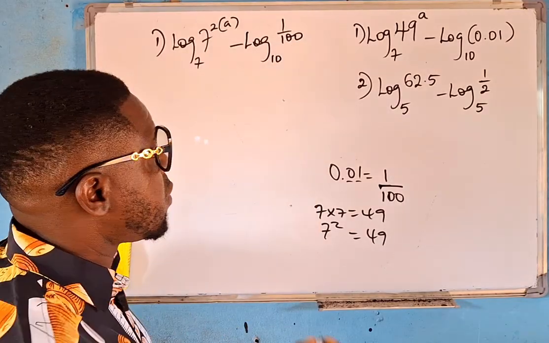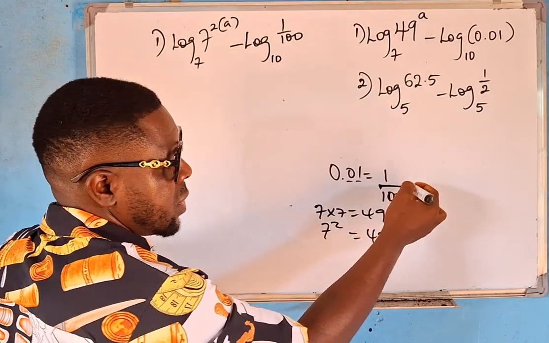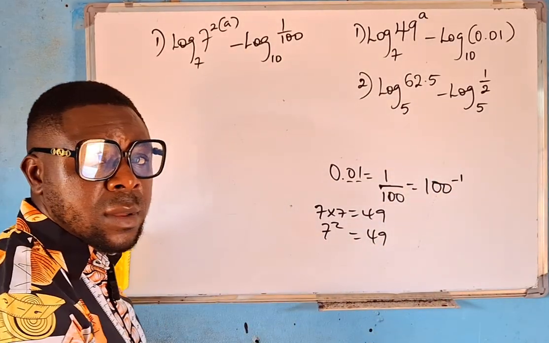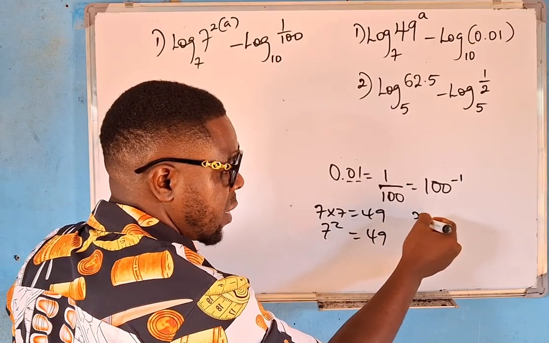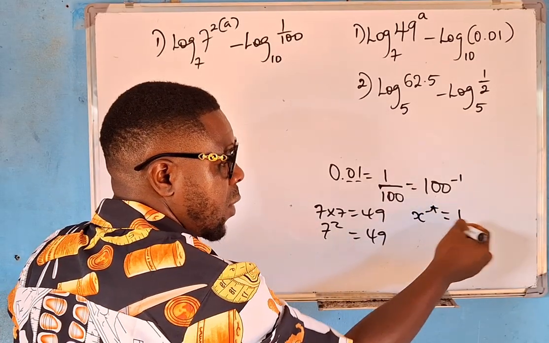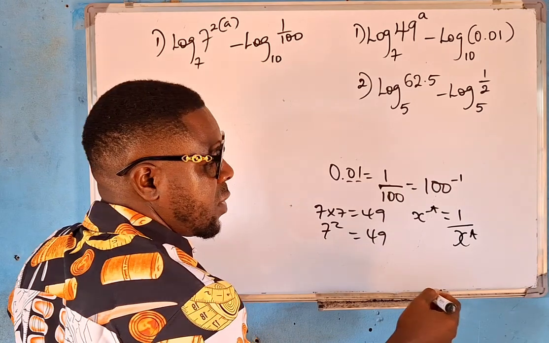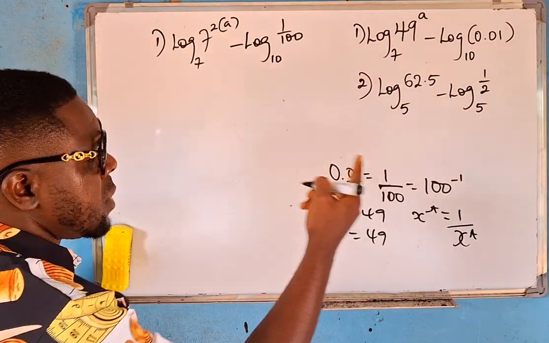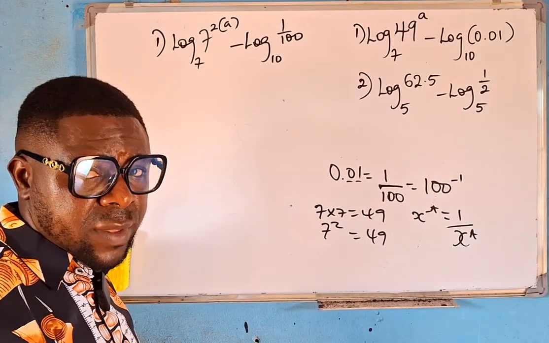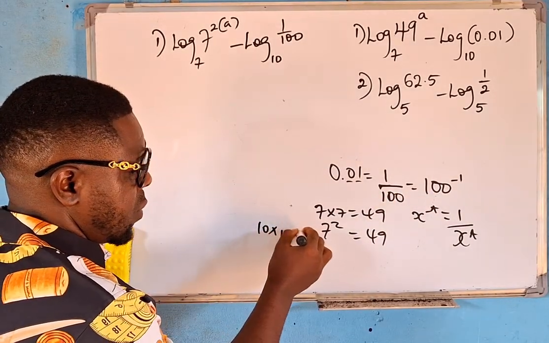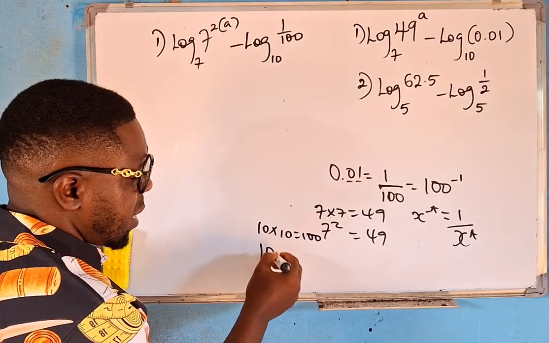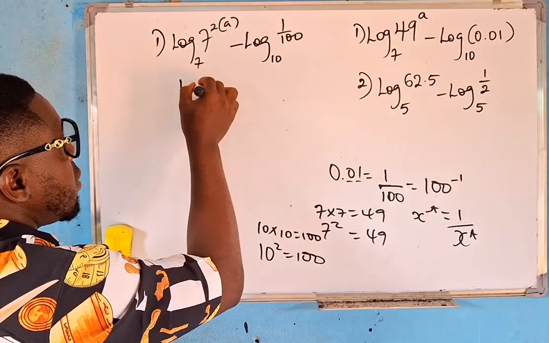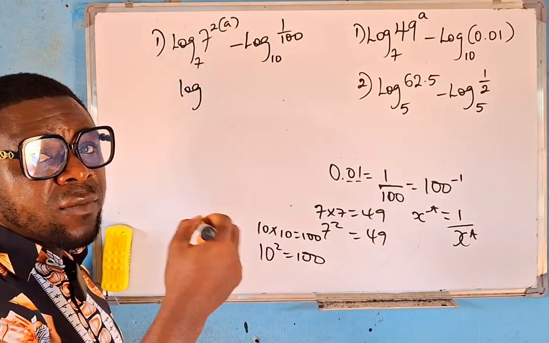And I want you to know that this 1 over 100 is the same as 100 raised to the power of minus 1. One of the laws of indices: x to the power of minus a is the same as 1 over x to the power of a. So I just changed this to this form. Now, 100 can be changed to a base of 10 because 10 times 10 will give us 100. So meaning that 10 to the power of 2 is also 100. So I'll now have log, 2 multiply a will give us 2a.